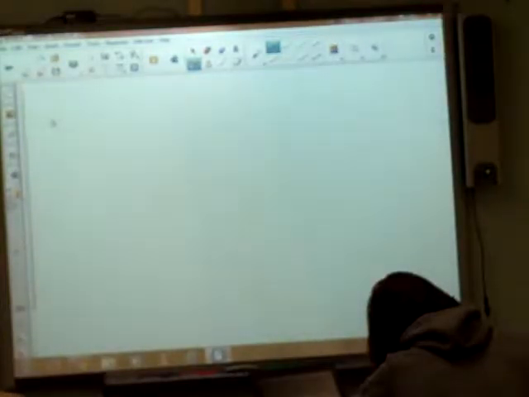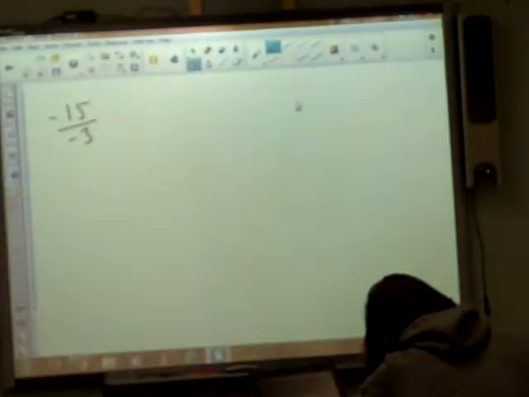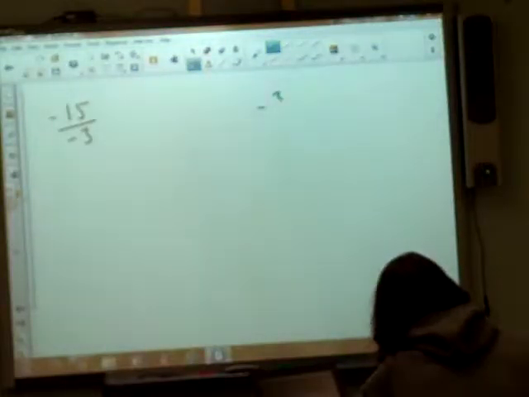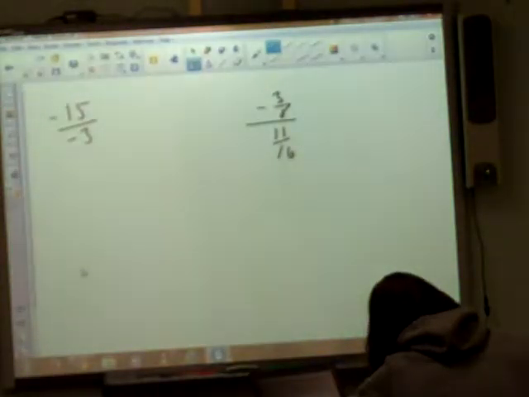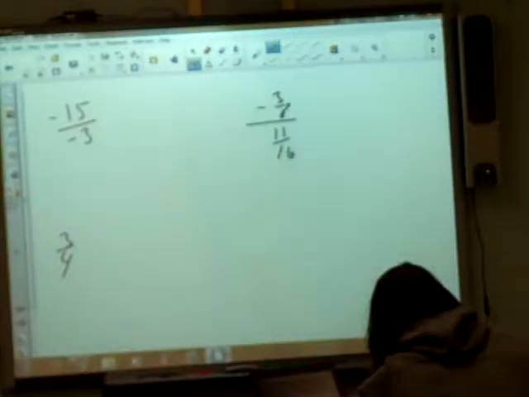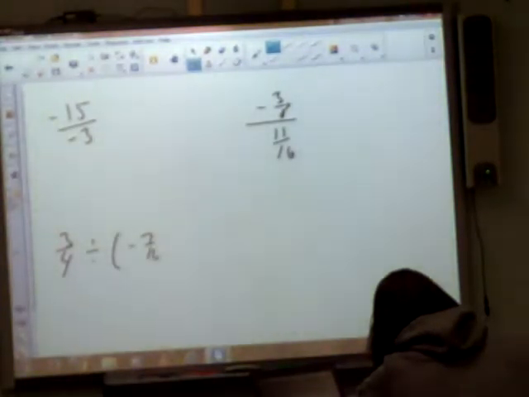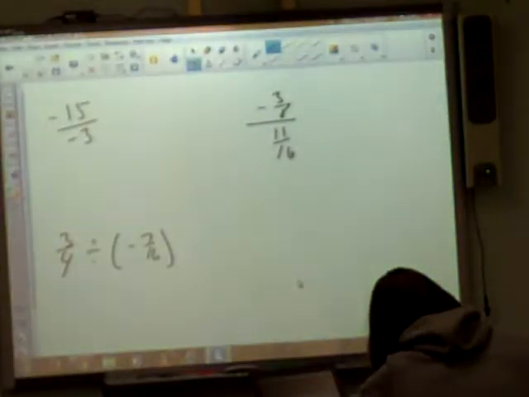First division one I've got here says negative 15 divided by negative 3. So that's pretty straightforward. That's okay. This one, second one here, is where we're going to have a little bit more issues. Negative 3/8 divided by 11/16. And then one more down here, we'll do 3/4 divided by negative 7/16. So we're a little different for you there.